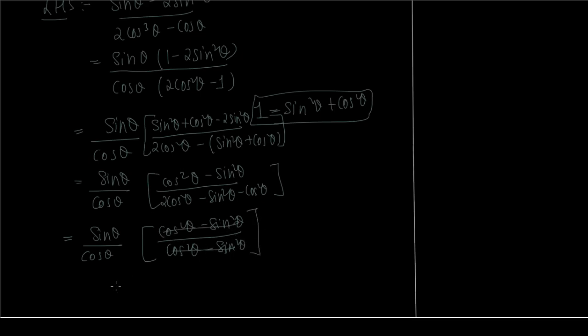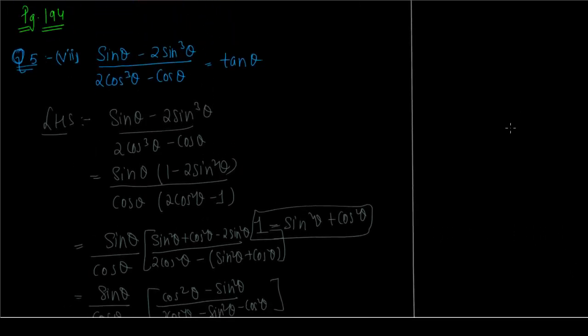Right? These two get cancelled. Directly you get sine theta by cos theta. Now what is that? Nothing but tan theta, which is your RHS. Clear? So hence we have proved this first question. Clear with this part?